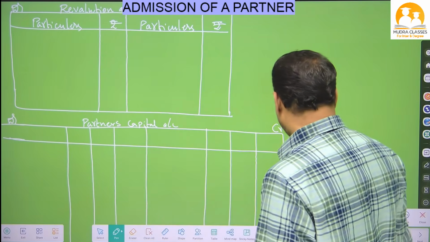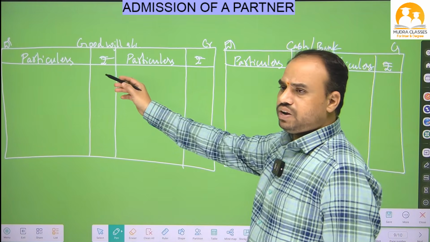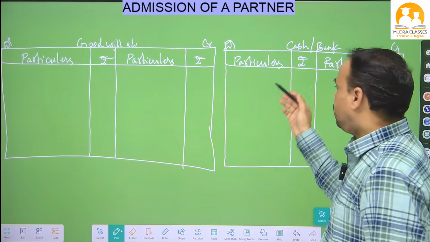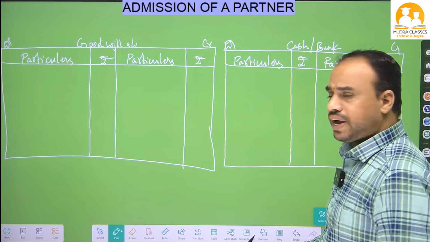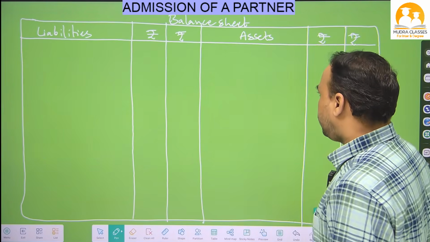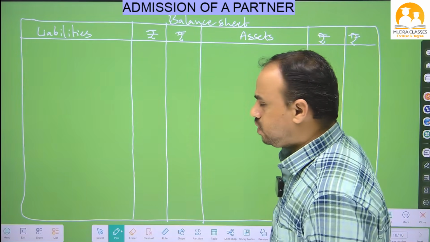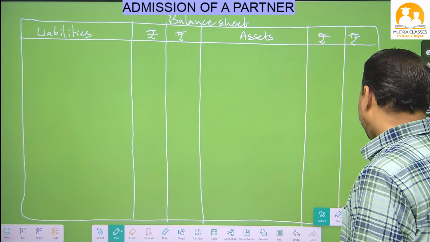This is the second account. After that, the third one, goodwill account. Fourth one, cash or bank account based on the question. Sometimes we will prepare a cash account and sometimes a bank account based on the question. After that, the last one, balance sheet. Total 4 accounts and 1 balance sheet. In total we have to prepare 5.